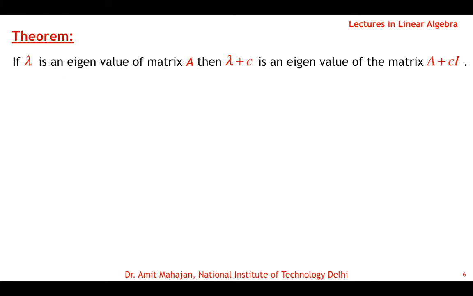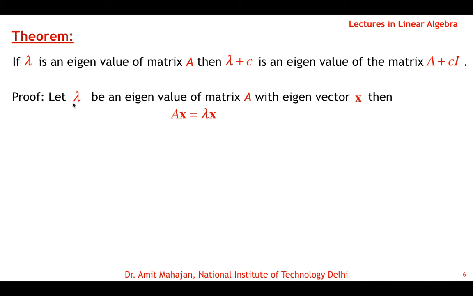The next result is that if lambda is an eigenvalue of a matrix A, then lambda plus C is an eigenvalue of the matrix A plus C times I, where C is any scalar. Okay, so proof of this: let lambda be an eigenvalue of matrix A with eigenvector x, then clearly Ax is equal to lambda x is satisfied.